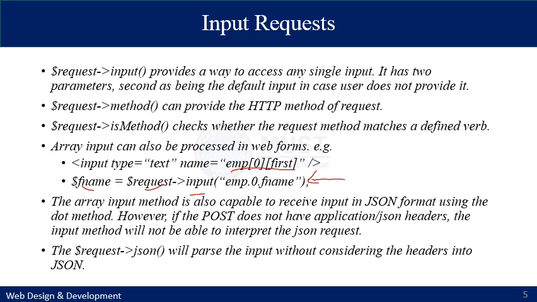The input method is also capable of receiving input in JSON form, which makes it very powerful, using the dot notation. However, if the request does not have application/json headers, the input method will not be able to interpret the JSON request. The request json method will parse the input without considering the headers.